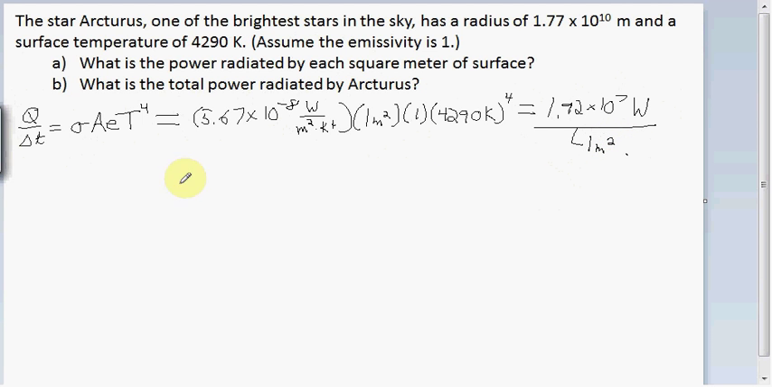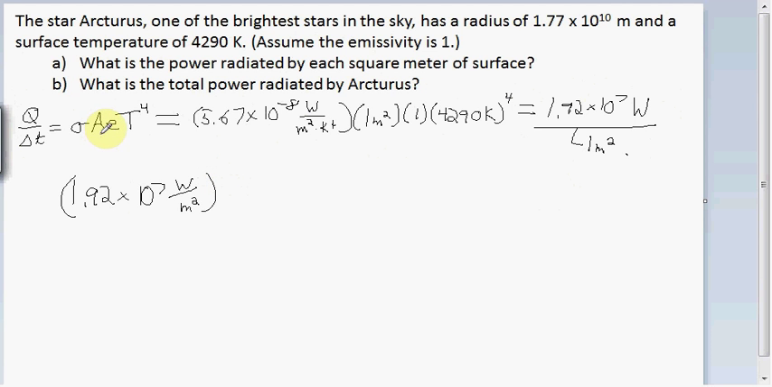So on to part B. Part B wants the total power radiated by this star. We've basically calculated the power that's emitted by 1 square meter of the surface of this star. So if we want the total power radiated, we just have to multiply that by how many square meters we've got. So let's do that. 1.92 times 10 to the 7th. Really, this is the amount of watts per square meter. And then we're going to multiply that by how many square meters we've got.